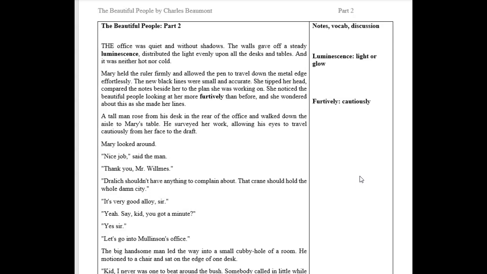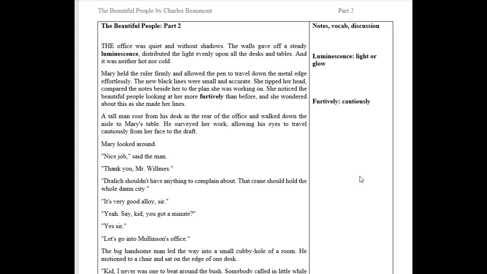The office was quiet and without shadows. The walls gave off a steady luminescence, distributed the light evenly upon all the desks and tables, and it was neither hot nor cold. Mary held the ruler firmly and allowed the pen to travel down the metal edge effortlessly. The new black lines were small and accurate. She tipped her head, compared the notes beside her to the plan she was working on. She noticed the beautiful people looking at her more furtively than before, and she wondered about this as she made her lines. A tall man rose from his desk in the rear of the office and walked down the aisle to Mary's table. He surveyed her work, allowing his eyes to travel cautiously from her face to the draft.